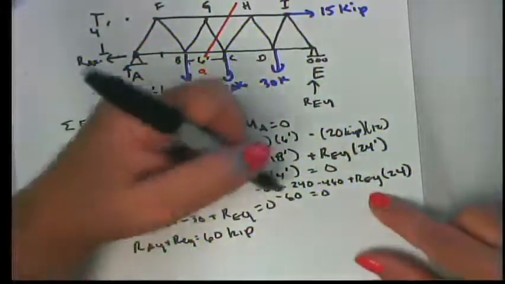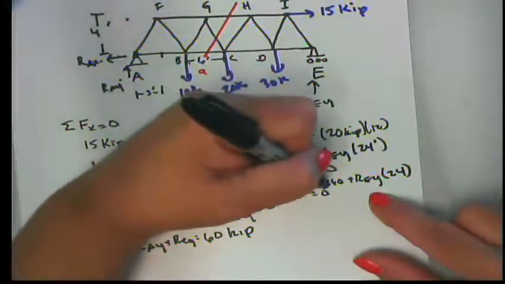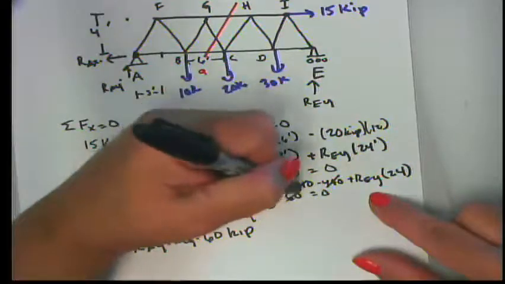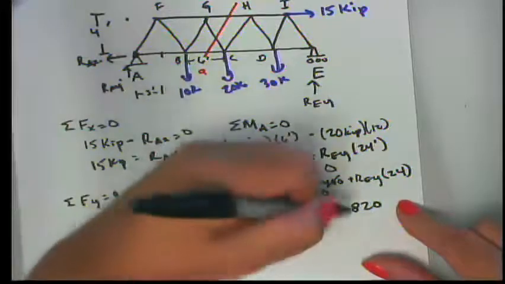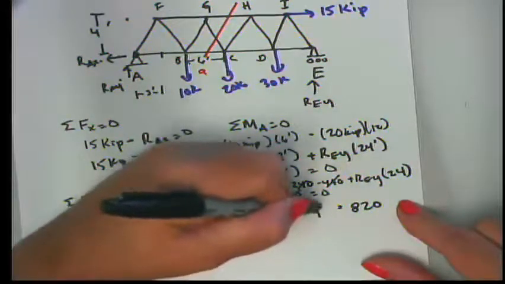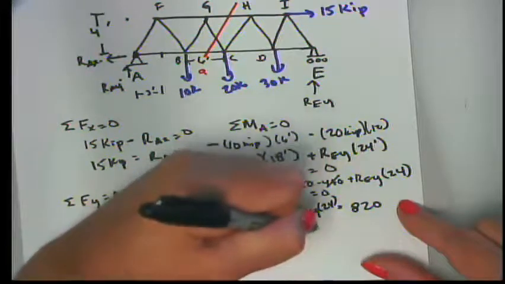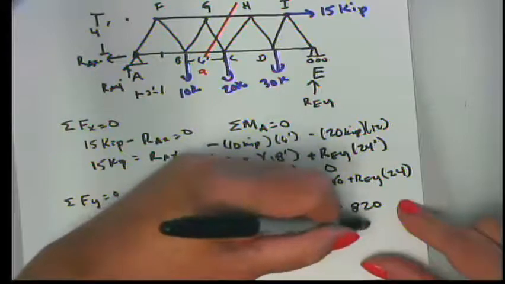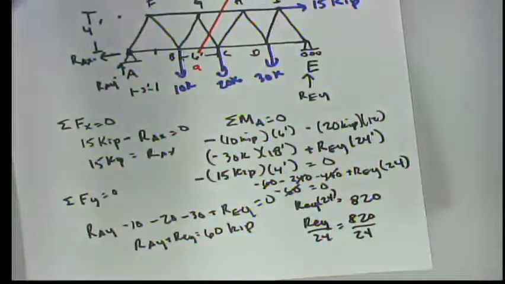So to solve for REY, I add these together. That's 300, 760, 820, all of which are negative, so they become positive on the right-hand side of the equation. That equals REY times 24. So if I divide both sides by 24, I get a value of 820 divided by 24.